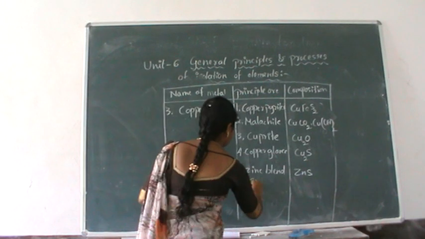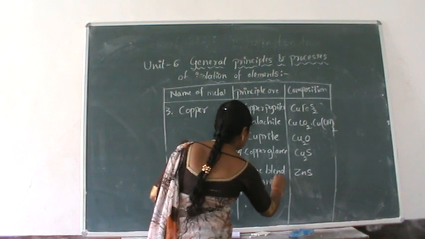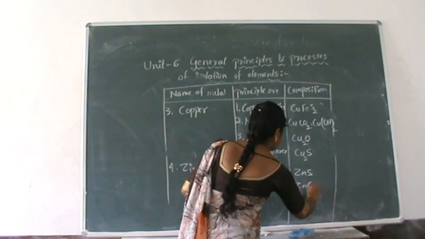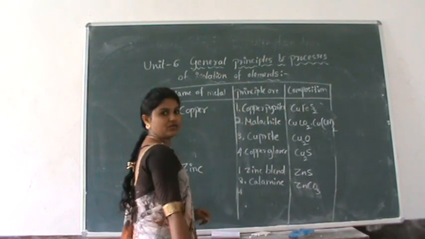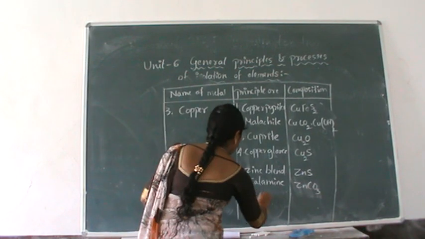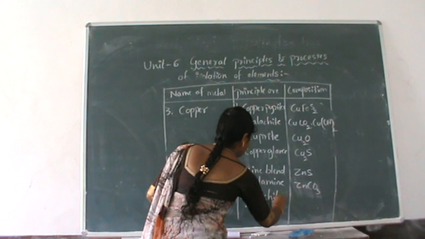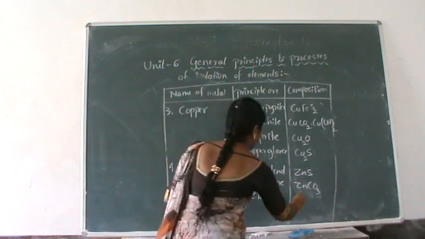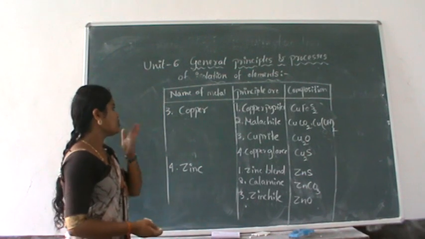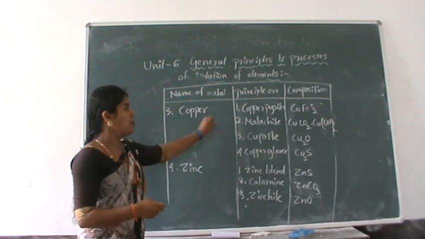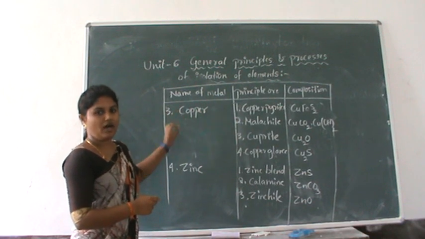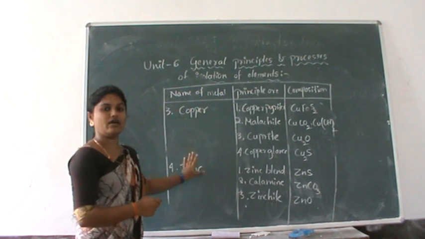The second one is calamine. Its formula is ZnCO3. And the last one is zincite. Its formula is ZnO. So we have studied the principal ores of some of the metals: aluminium, iron, copper and zinc.